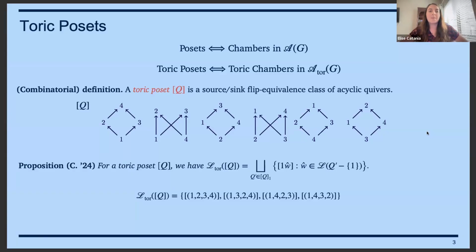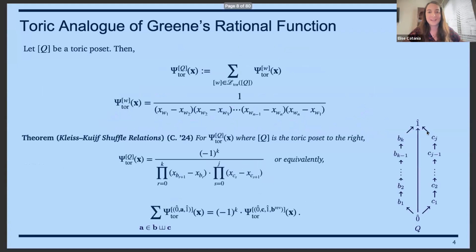So if we look at this toric poset in the middle of the slide, the set of toric total extensions, and I'm not going to tell you how to find them, is the set on the bottom of the slide. So now we're ready to introduce the toric analog of Green's rational function on the next slide.